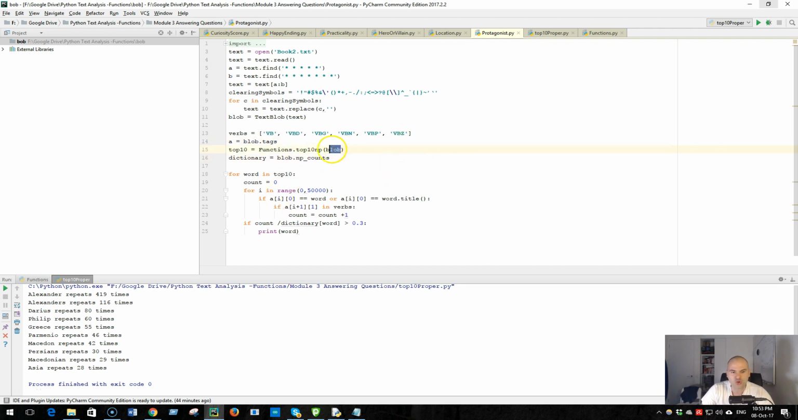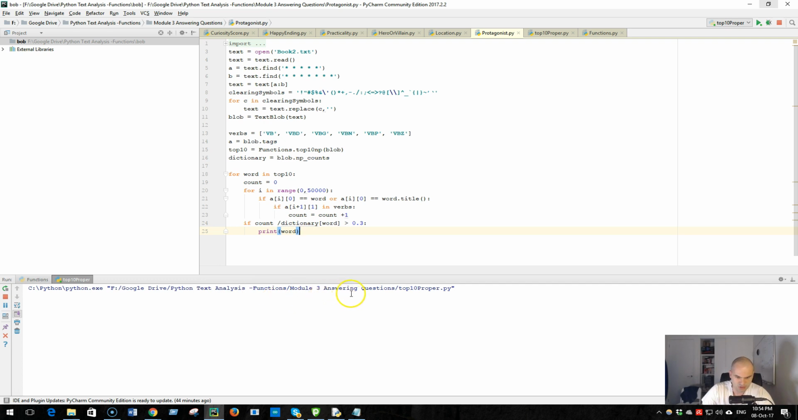Essentially, I took those top 10 proper nouns and made a list of verbs. For each word in the top 10, if it is followed by a verb, then increase the count. The number of times the word occurs is right here, and that's the count of how many times it's followed by a verb. If it's followed by a verb more than about 30% of the time, then it's a person. If I run this, then you have to run this one, protagonist.